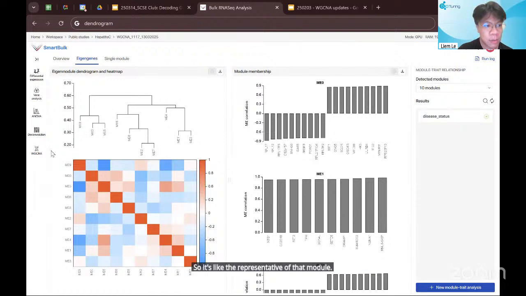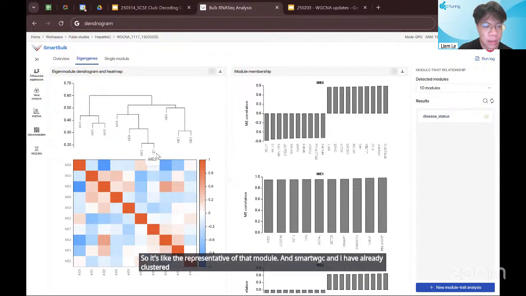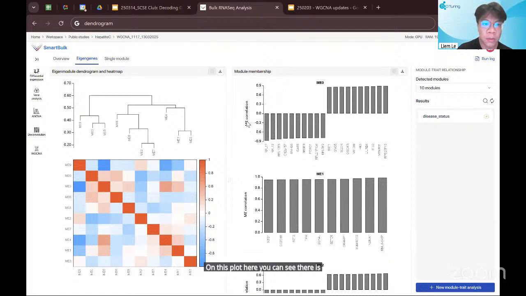And SmartBulk WGCNA have already clustered the modules together to see which modules are more similar to each other through this heat map right here. And on the right, you can see different modules and the component genes that make up the module. On this plot here, you can see there is a module eigengene correlation.